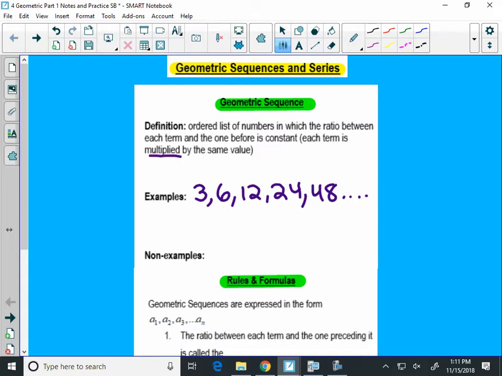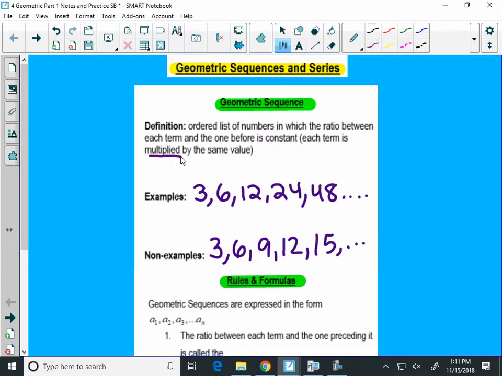Not to be confused with arithmetic. That would be something like if I add 3 every time, 3, 6, 9, 12, 15, right? That would be arithmetic because you're adding 3 every time. But in the geometric, we are multiplying.